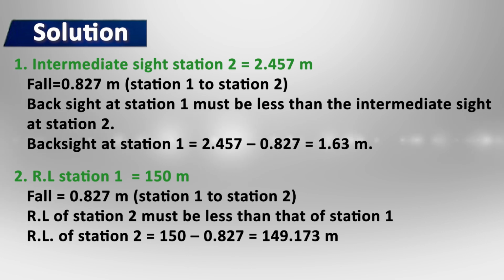Next, the reduced level of station 2 is missing. The reduced level of station 1 is 150 meters, and there is a fall of 0.827 meter from station 1 to 2. Therefore, the reduced level of station 2 must be less than that of station 1. So, the reduced level of station 2 should be equal to 150 minus 0.827, which results in 149.173 meters.